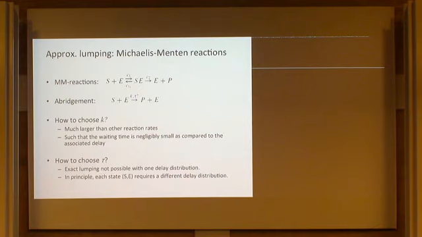Since this is an artificial K, we can introduce a very, very high reaction rate such that the waiting time for the reaction to happen is much smaller than the delay. So this is the first approximation. Then the next question is, how do we choose the delay? With one delay distribution, I can already say an exact lumping is not possible, as in principle each state requires a different delay distribution.